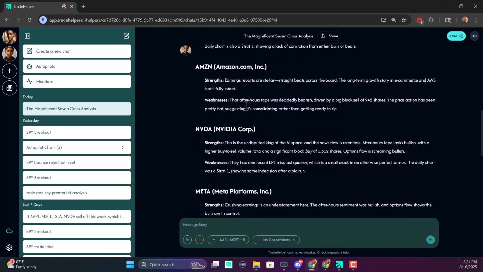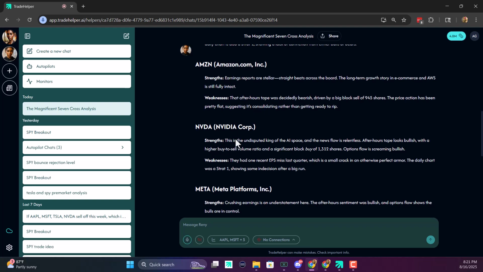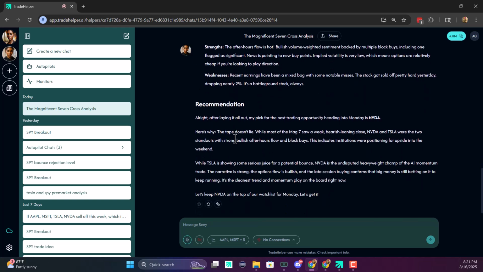And she can even do cross-reference. So you can ask her things like which one is trading under VWAP, or which one has the most potential for a big explosion to the upside, or things like that. She'll look at every single stock and give you the best one. This is AI at its finest right here.